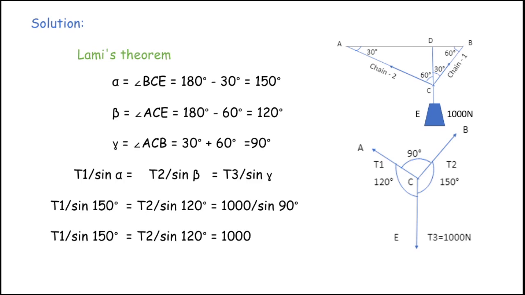So now T1 by sin 150 equal to T2 by sin 120 equal to 1000. Now I take the 1000 separately for the values of T1 and T2. So I write like this: T1 by sin 150 equal to 1000 and T2 by sin 120 equal to 1000. And now see that T1 by sin 150 equal to 1000. So I transfer the sin 150 from left to right, it becomes multiplication. So T1 equal to 1000 into sin 150. So the value of T1 is 500 Newton.